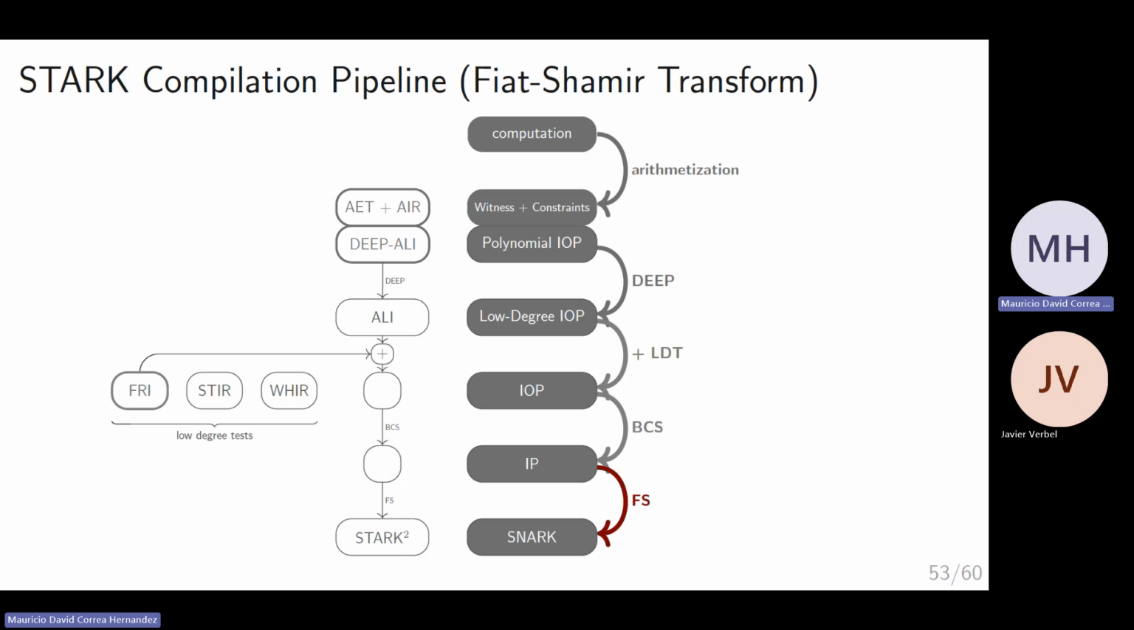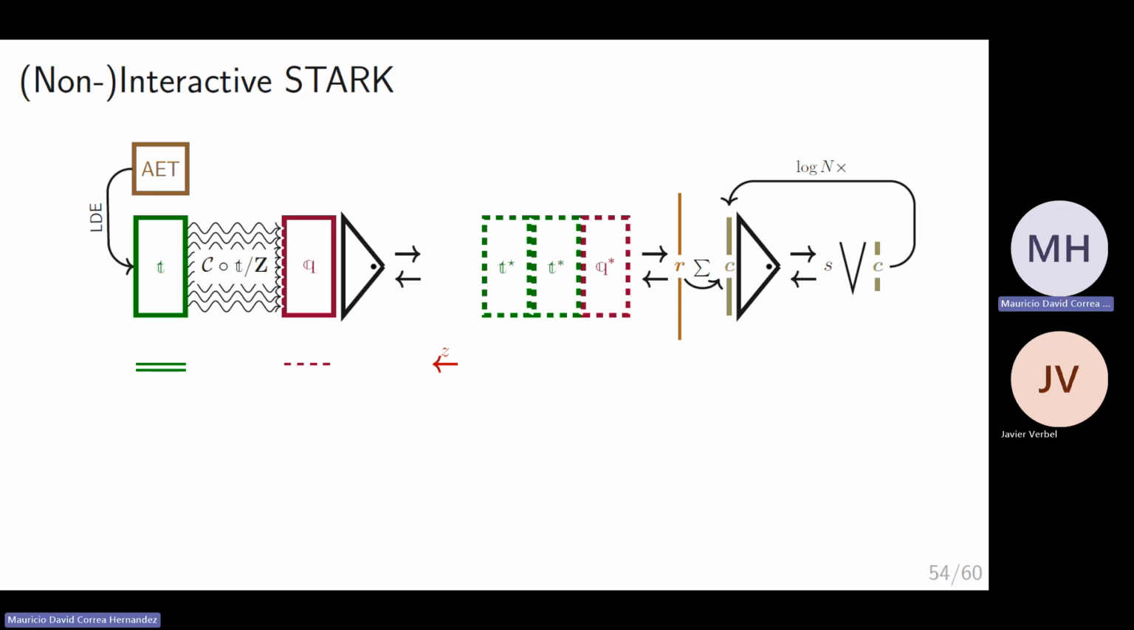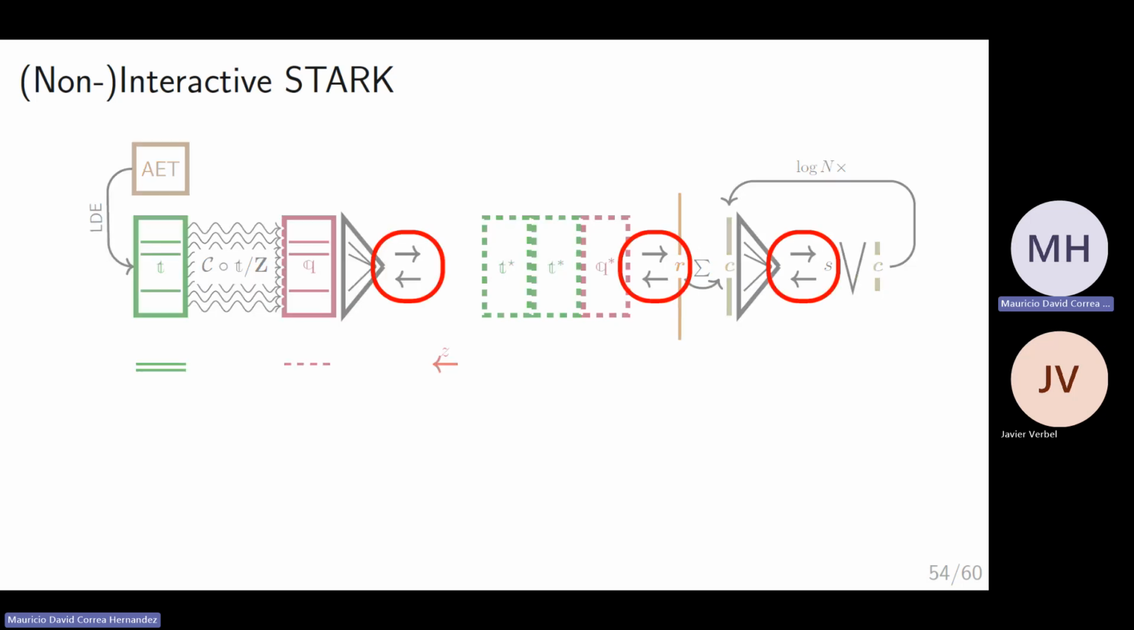The Fiat-Shamir transform is the last step in our compilation diagram. After applying the Fiat-Shamir transform to an interactive protocol, guess what we have? We have a SNARK. And since our interactive protocol started from DEEP-ALI, we will end up with a STARK. And back to this diagram, we can identify exactly the stages that are problematic if we want to have a STARK. That's the interaction. How do we replace that interaction with a verifier?